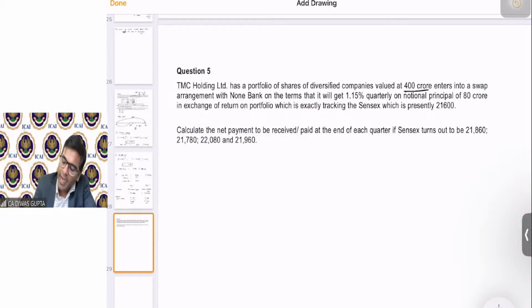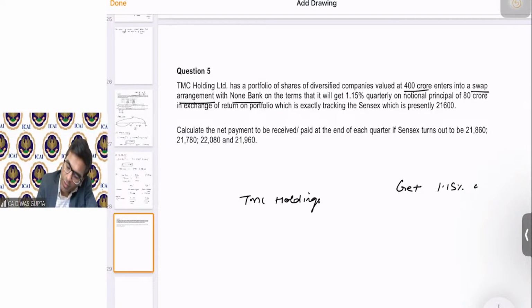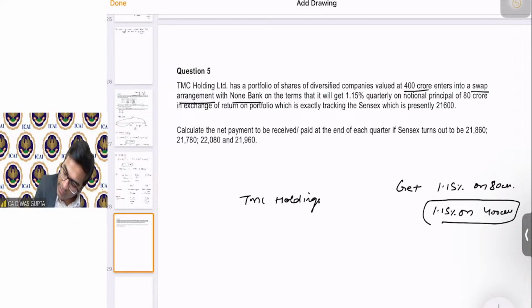Valued at 400 crore, it enters into a swap arrangement with a non-bank on the terms that it will get, so TMC Holdings will get 1.15 percentage on 80 crore. That means on even 400 crores also 1.15 is what it will get, right? 1.15 percentage on 400 crores also the same number it will get, right? Because principal or notional, how much you can increase or decrease, that is okay.